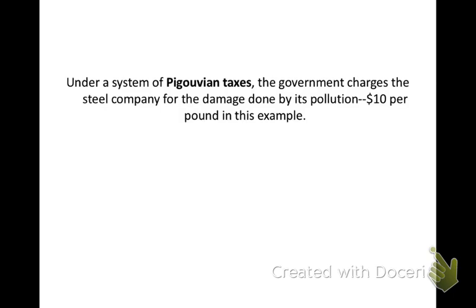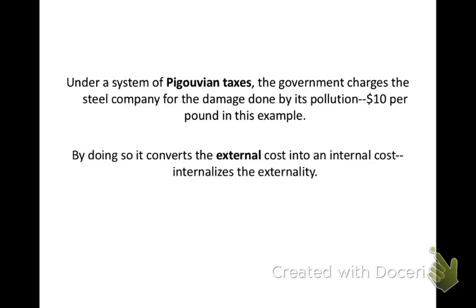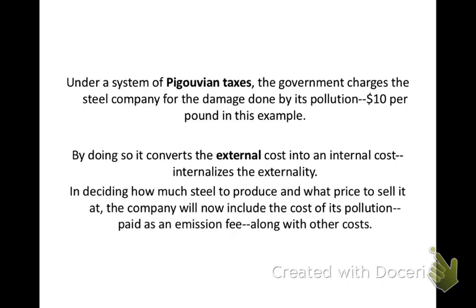For instance, the government can charge a steel company for the damage done by its pollution of $10 per pound. By doing so, it converts the external cost into an internal cost. Internalization of the externalities: the magic words in economics and environmental economics. Hence, the firm will take into account the tax and will reduce the amount of steel or abate more.